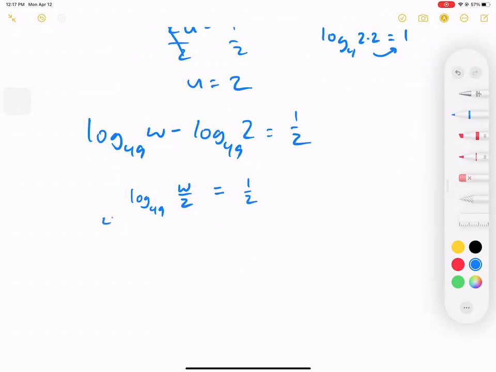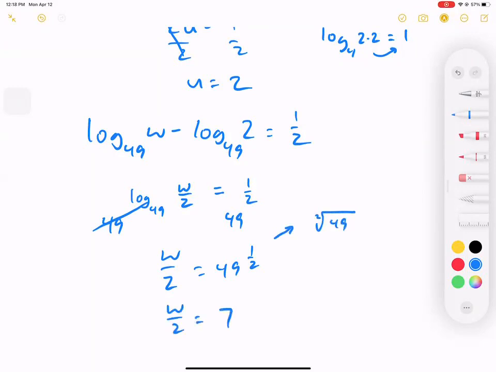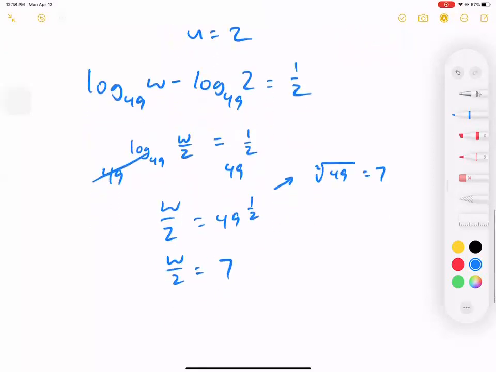Let's solve it using our exponent way. So I'm writing 49 to both sides. Now, I wonder if you remember, what is 49 to the 1/2 power? If you remember from Algebra 2, whenever you have a fractional exponent, that's actually a radical. So this is actually the square root of 49. And the square root of 49 is 7. Right? And then we can solve it by multiplying the 2 to both sides. w is equal to 14.